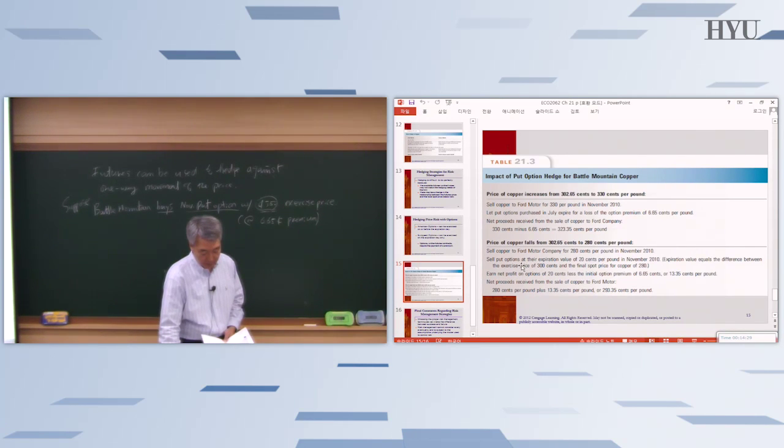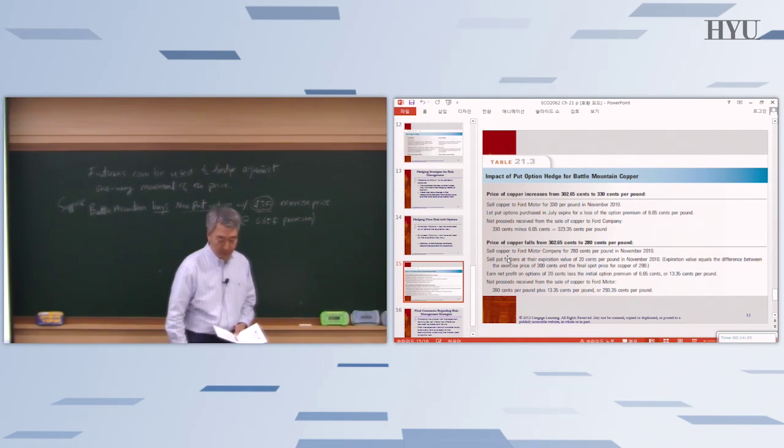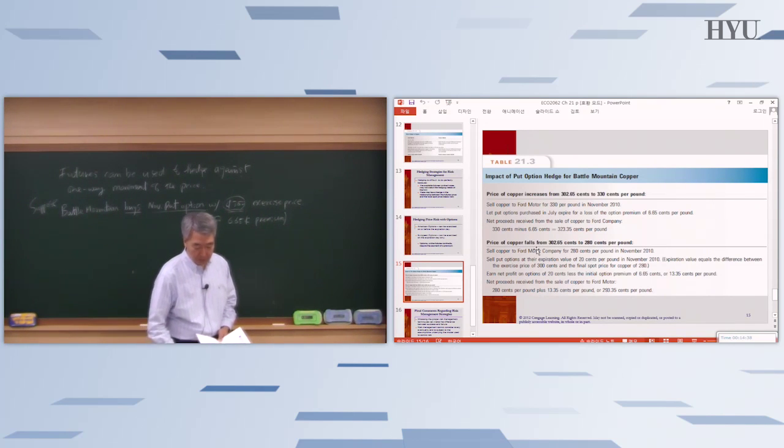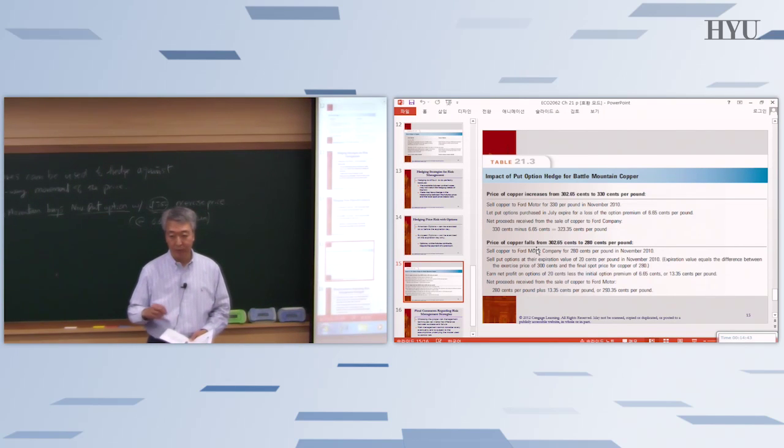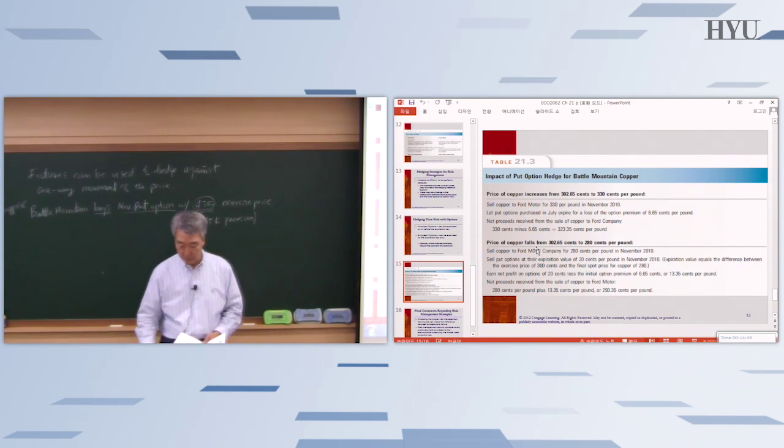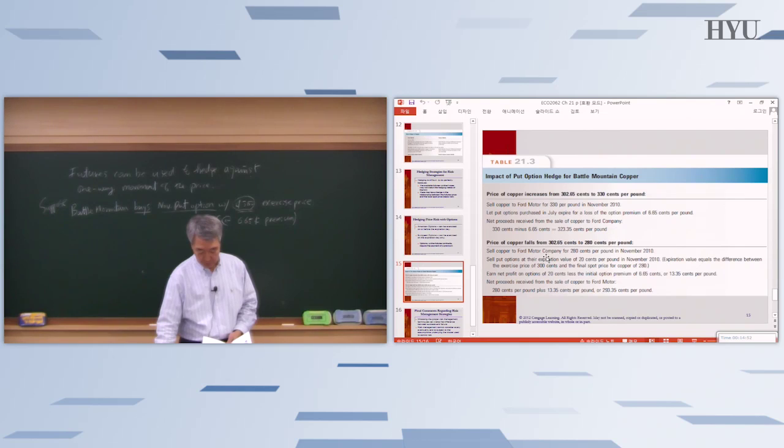So you have to be careful here. When it says sell put option, that means you're selling the option that you previously purchased in July. You're not freshly selling or writing the option at this point. In this example, it's a little bit confusing, so you have to know the story. The story is you purchased this 300 cents exercise price option back in July, and you are going to sell those options that you are holding at 20 cents per pound.